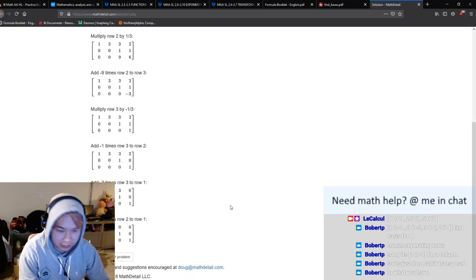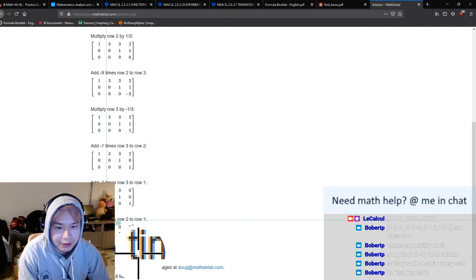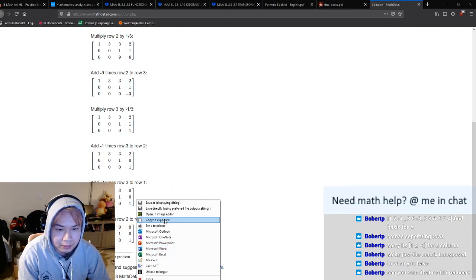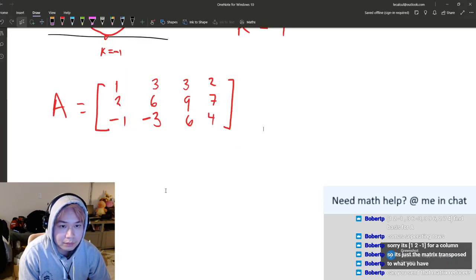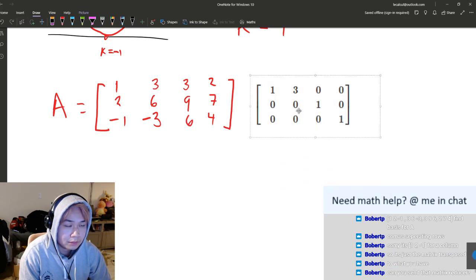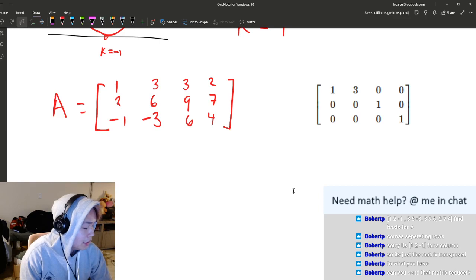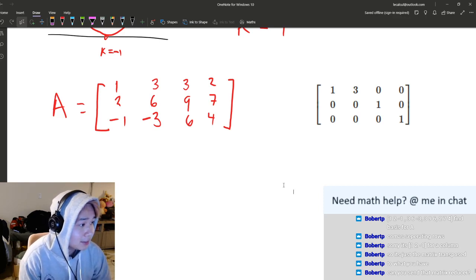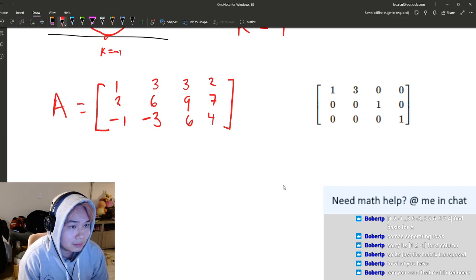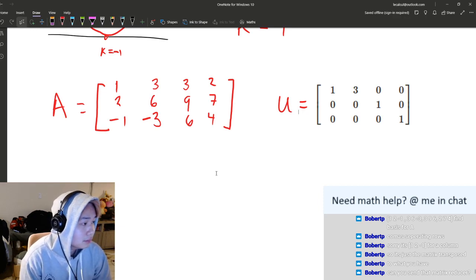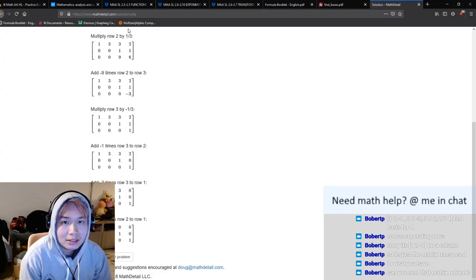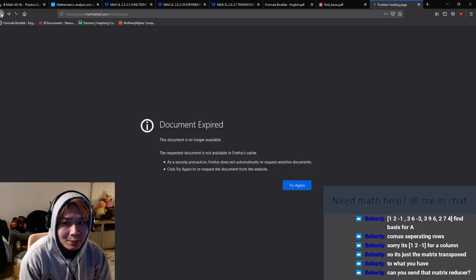So we have this as my reduced matrix. I just Googled it. There's lots of matrix reducers online. But I guess I can send it if you really want this specific one.